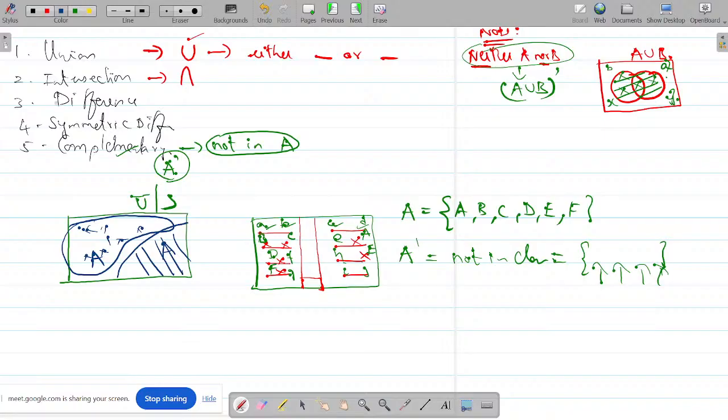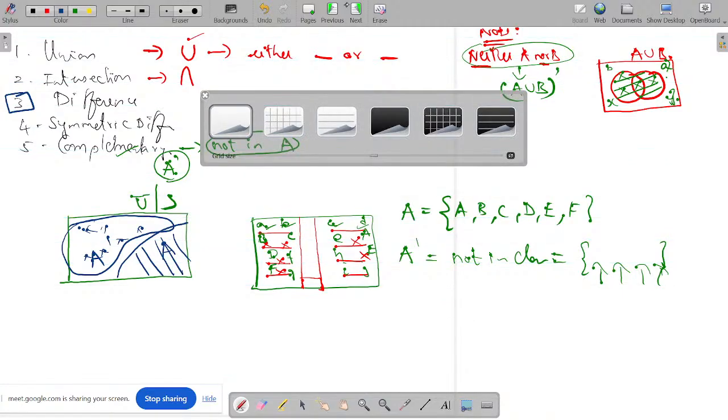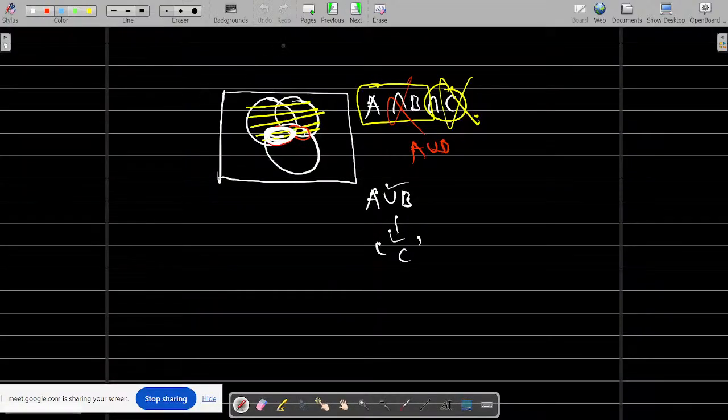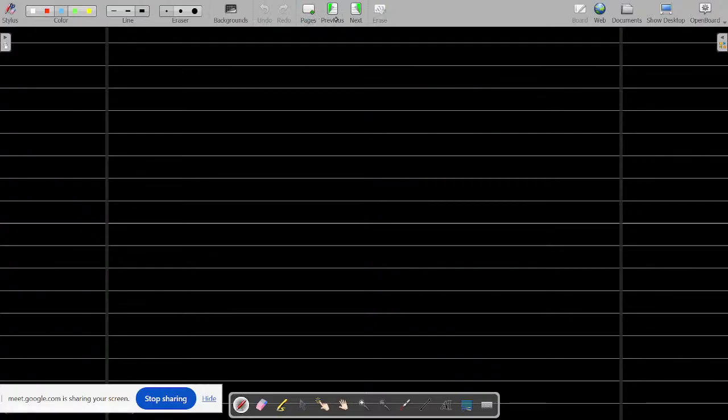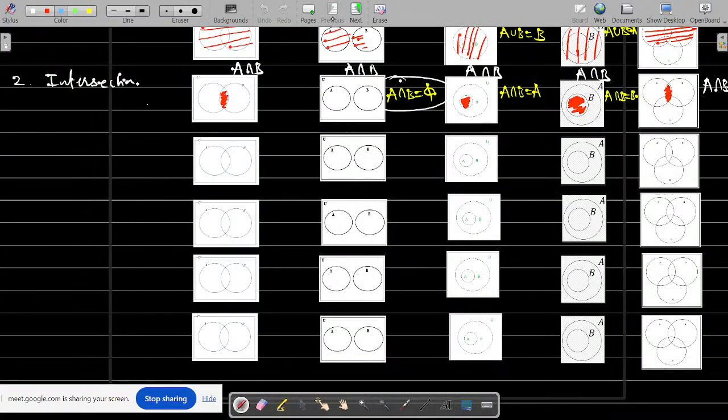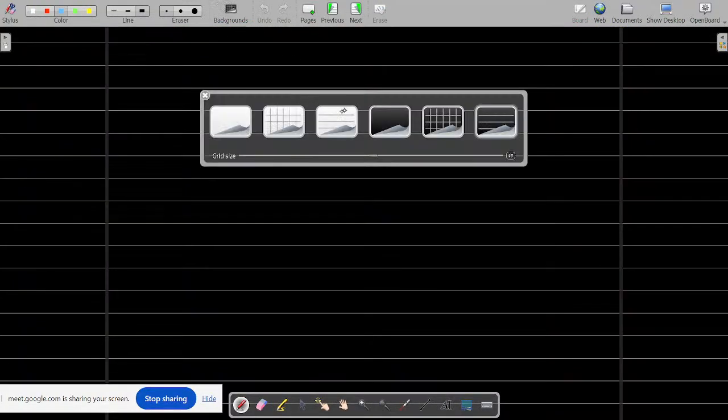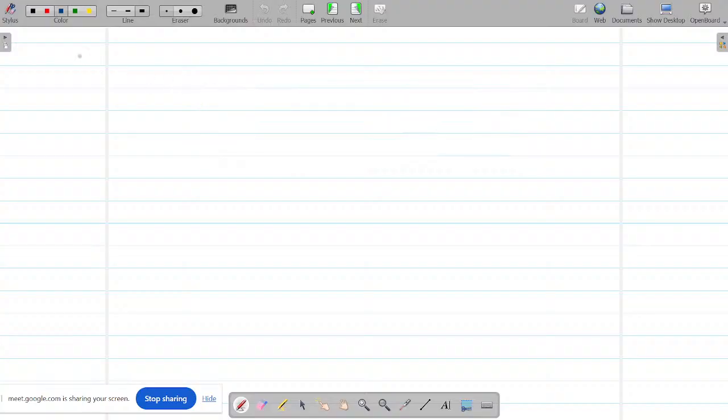Okay. So now I'll go for the third one, difference, in detail. Then I'll go for the fourth one. Then again I'll come with the concept for the fifth one. So we'll go in order. So here, you need not copy anything. Just listen to me. Difference.